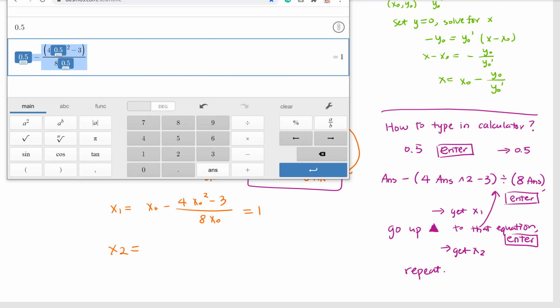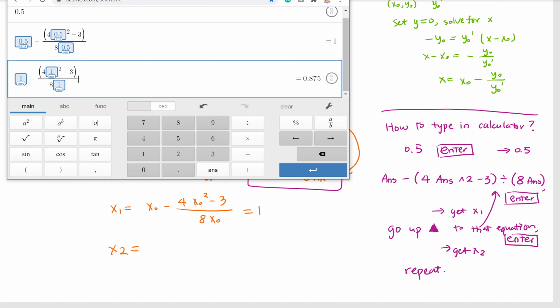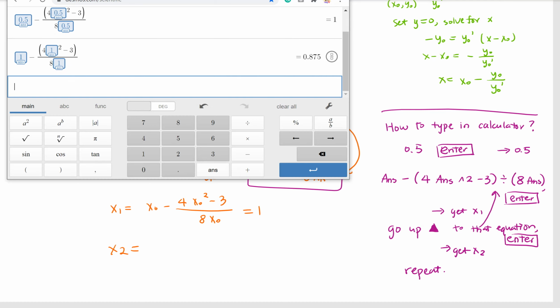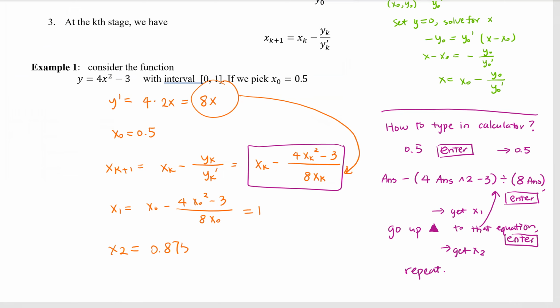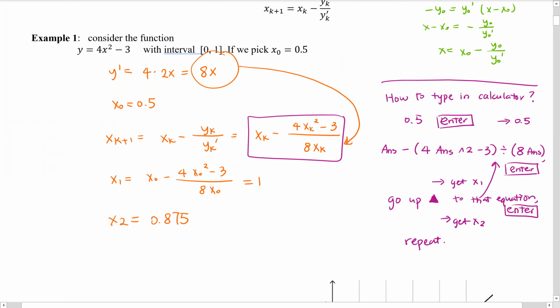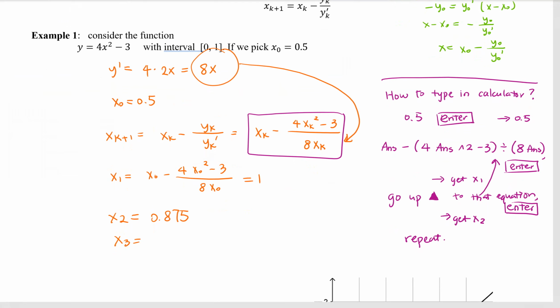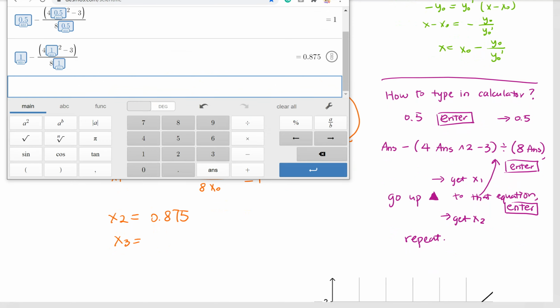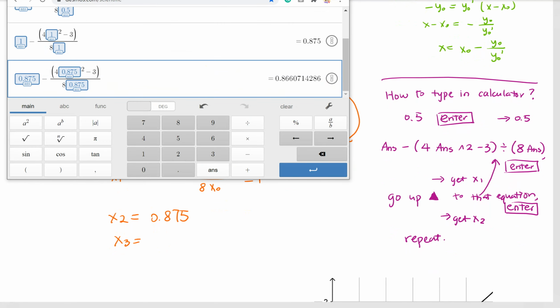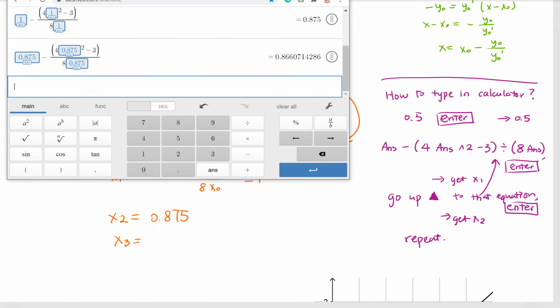Let me help you. Okay, so with this online calculator, I just copy and paste. See? This is my x2. So x2 is 0.875. Okay, so see, we don't need to make a table. We don't need to type in the function again. Each step we just copy and paste. See, I just paste again.